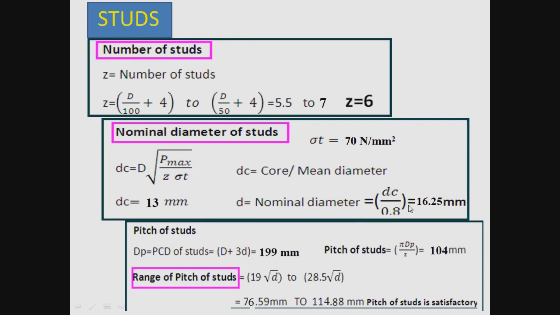And this is the core diameter or mean diameter. Next, nominal diameter is given by dc by 0.8. So you will get 16.25 mm.